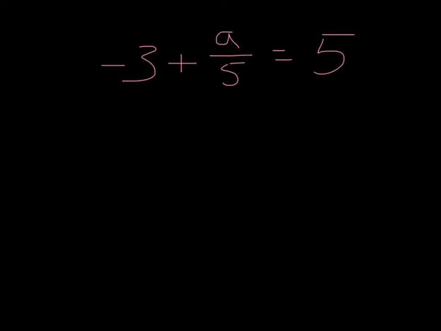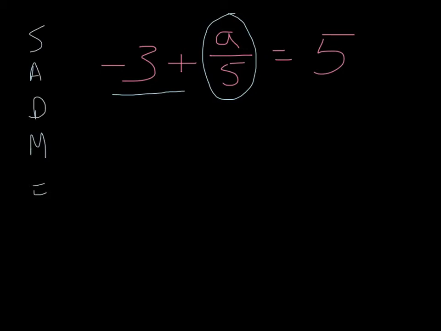Let's look at another example together to see how this might work. Again, we have two operations. We have addition, negative 3 plus something, and this time we have division. How do we get rid of those two numbers, the 5 and negative 3 with the a? We're going to do the reverse order of operations, the SADMEP that we talked about earlier.